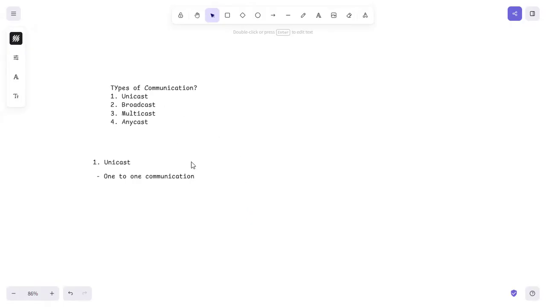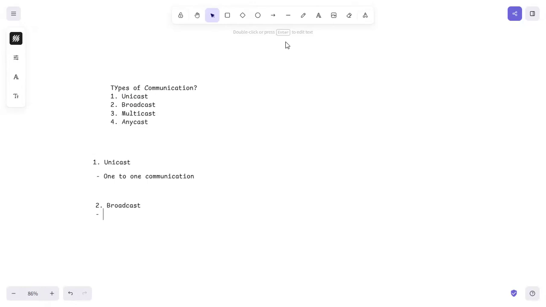Now the next is broadcast. The second is broadcast. So what is broadcast? Broadcast means one person to everyone around you. One person to all, you can consider. A message is sent from one person to all people in the group.